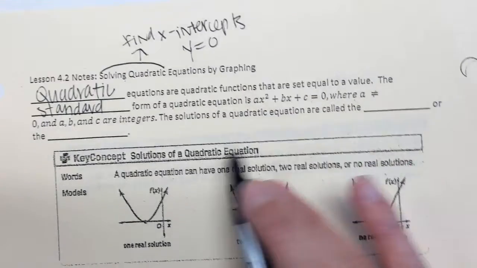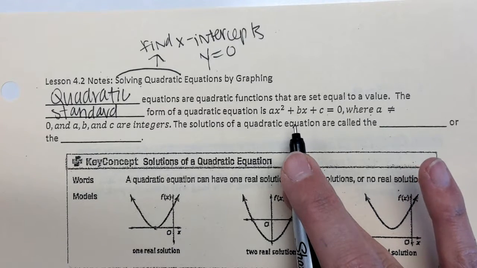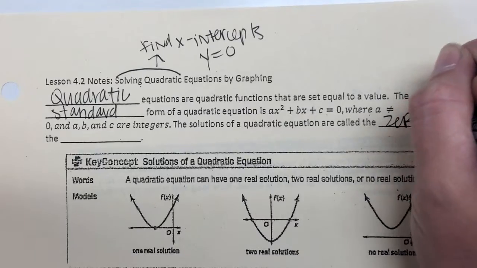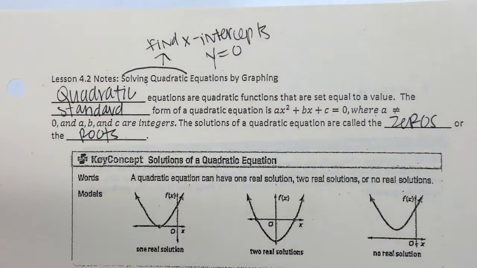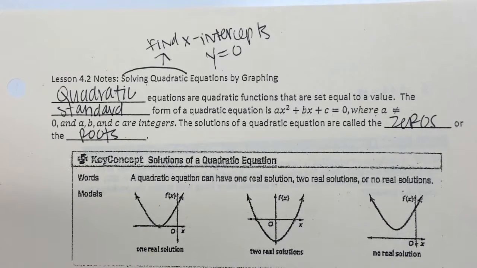And we just talked about what the solutions are of a quadratic equation. Those are the same thing as your what? X-intercepts. So sometimes they're called zeros or roots. So if you hear them talk about find the zeros, find the roots, they're just asking you to find the what? X-intercepts. That's all. Okay?